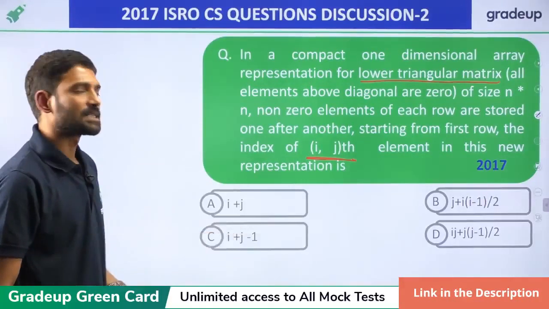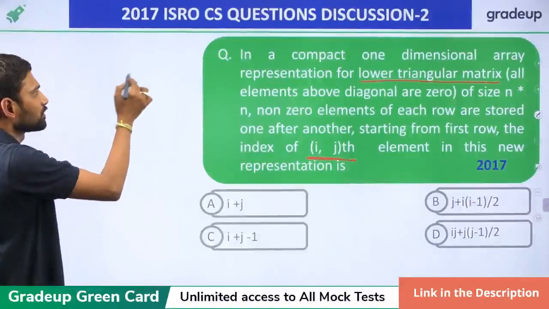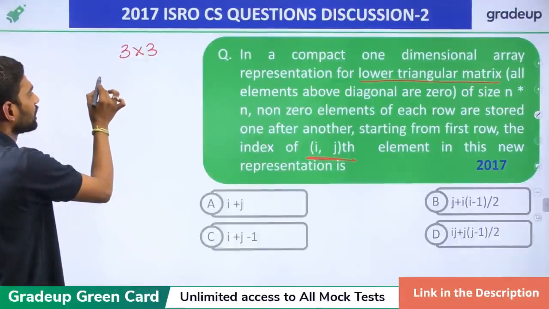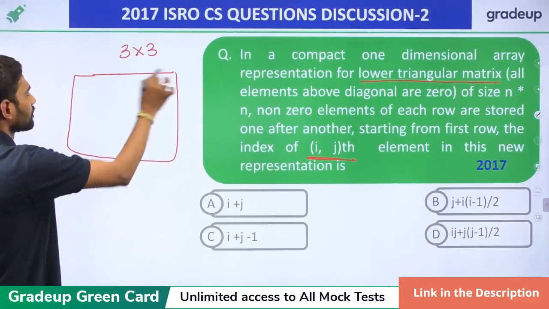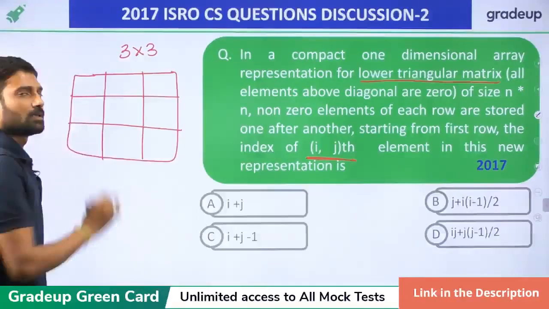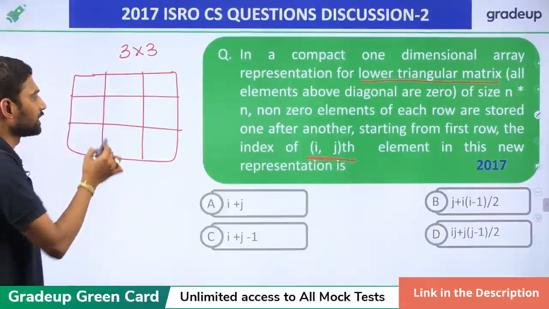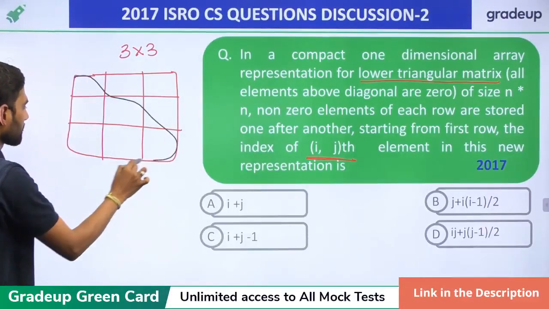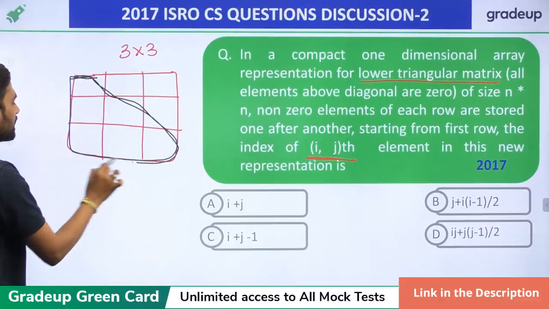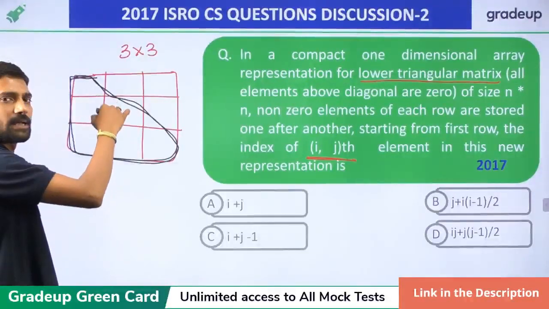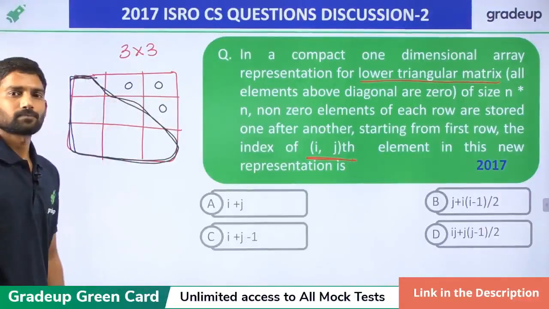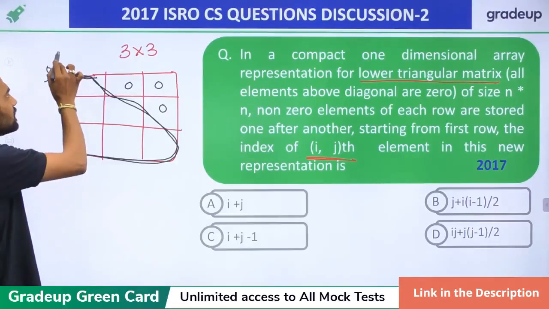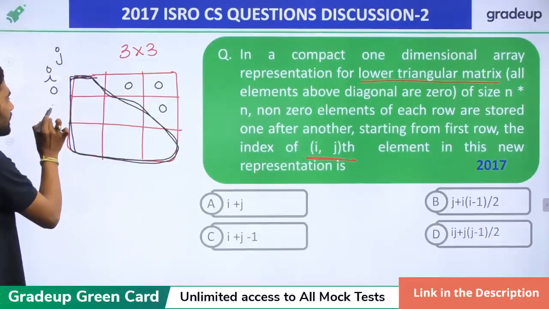Starting from the first row, the index of the ijth element in this new representation is? Okay. Let us try to understand this, guys. Let's suppose n by n, let n equal 3. So let us suppose a 3 by 3 matrix, 3 rows, 3 columns. Now, what becomes the lower triangular? Right. This becomes the lower triangle. All the elements above the diagonal are 0. That is given in the question. Now, we know in the matrix for programming, we use i for row, j for column generally, and the index starts with 0.